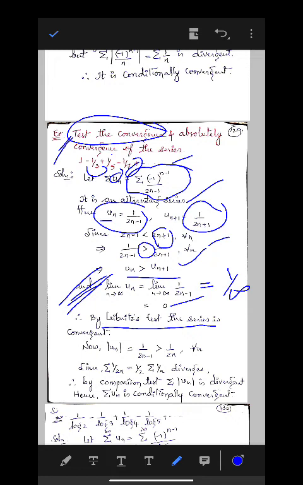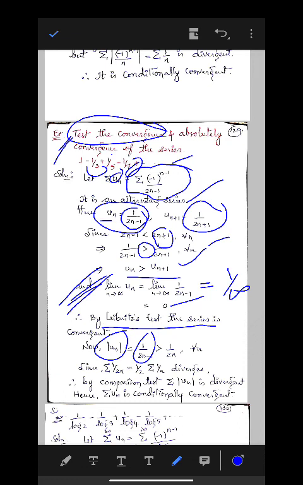But still we need to show whether it is absolutely convergent. Absolutely convergent means you need to put the modulus, that's it. The modulus of un is 1 divided by 2n minus 1. Apply the modulus, we get the same thing, 1 divided by 2n minus 1, which is greater than 1 by 2n for every n, right? Since summation 1 divided by 2n is equal to 1 divided by 2 into summation 1 divided by n, it is divergent.